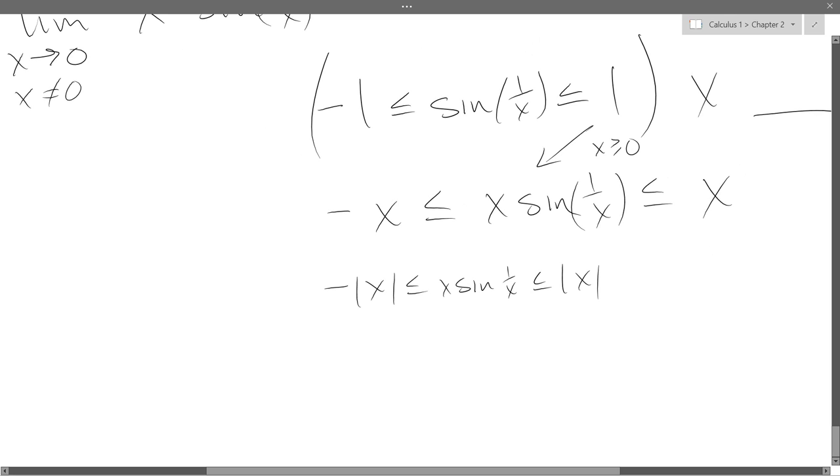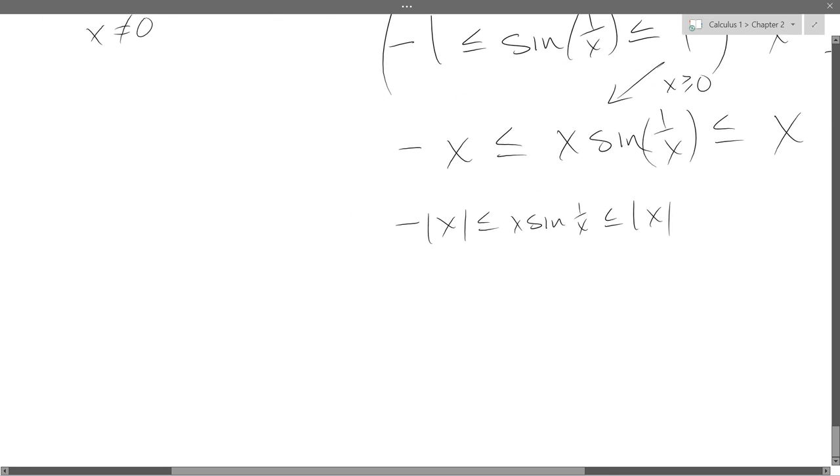When we take a limit, do we care about x equals 0? Just close to 0. So we don't have to worry that we're going to be dividing by 0. Not really, because we're not actually going to plug in 0. All right, so we got this inequality.